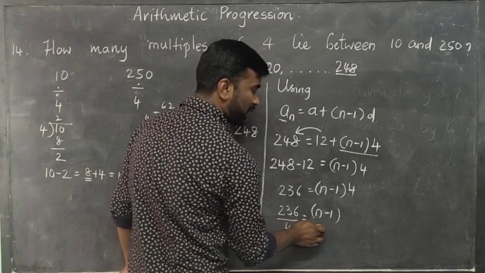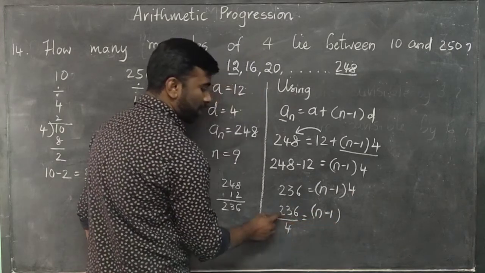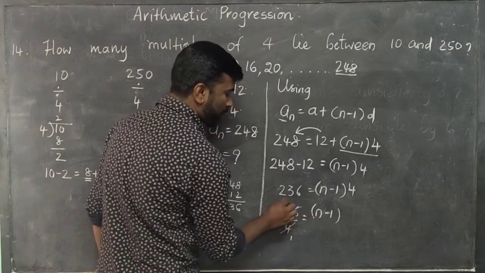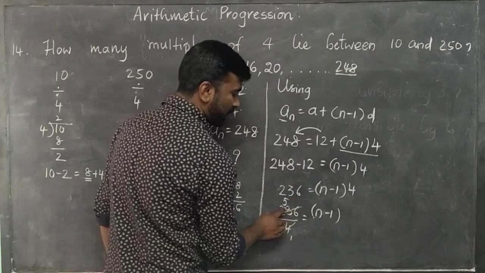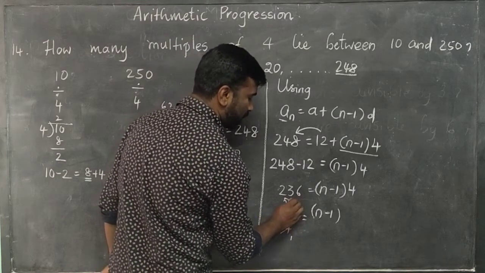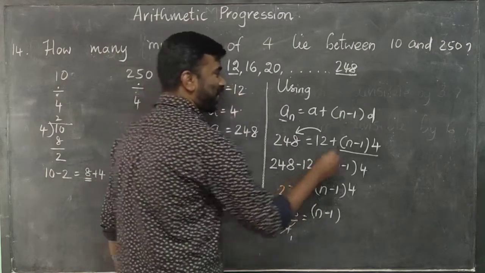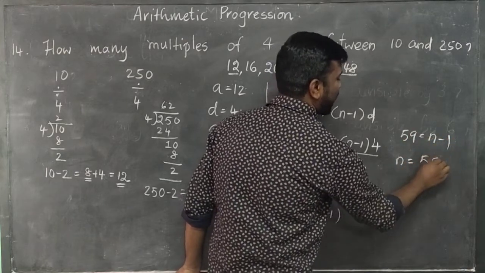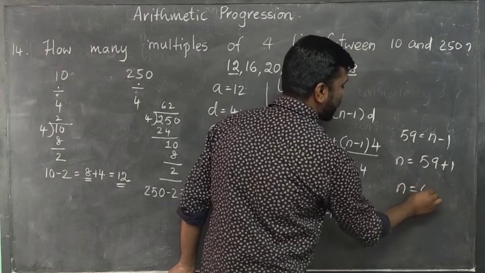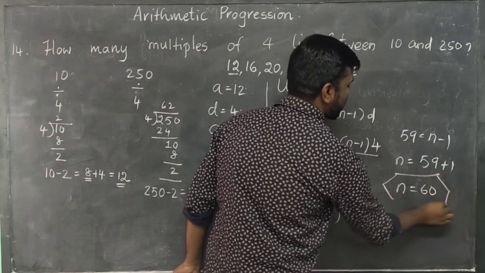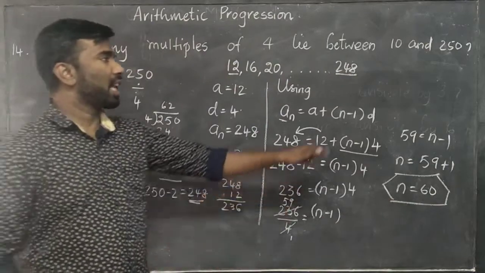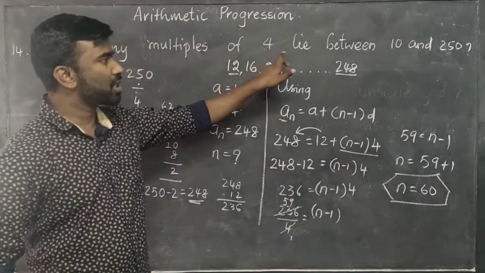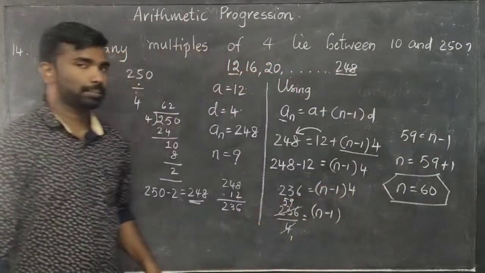The 4 in the numerator and the denominator 4 will cancel out. Now what we get is 236 divided by 4. Now do the division. 4 5s are 20, the remainder is 3, 36. 4 9s are 36. What we get is 59 equals N minus 1. Therefore N equals 59 plus 1. Therefore N equals 60. The number of multiples which lie between 10 and 250 is 60. There are 60 multiples of 4 which lie between 10 and 250.